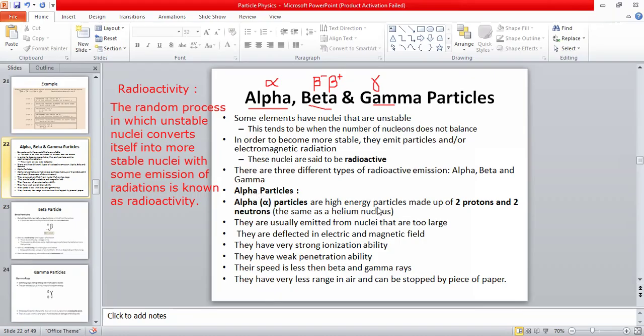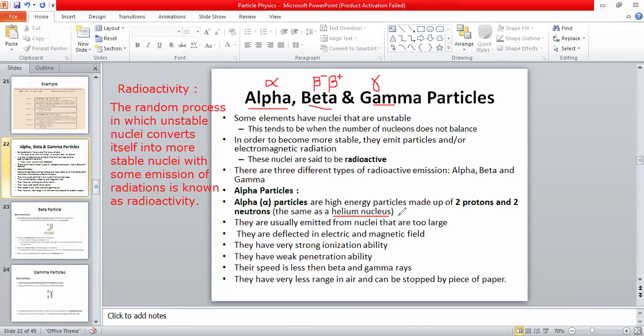Alpha particles are high energy particles. They are made up of two protons and two neutrons. They are actually the same as a helium nucleus. So it is very important to understand what an alpha particle is. An alpha particle is a helium nucleus. If someone asks what an alpha particle is, it is a helium nucleus. Why are we saying it is a helium nucleus? Because the nucleus of helium also contains two protons and two neutrons. Likewise, alpha also contains two protons and two neutrons.